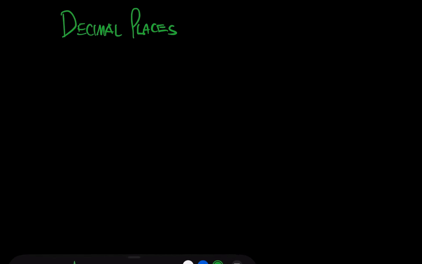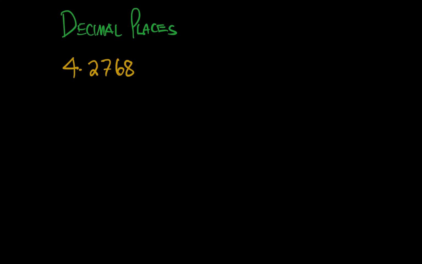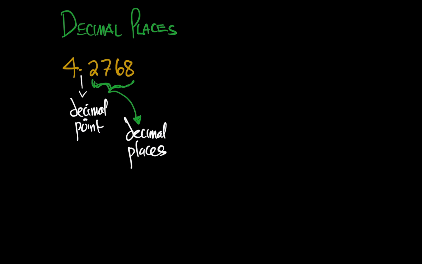So let's say for example, we have 4.2768. For example, we have this, right, and we are saying that the decimal place comes right after the decimal point. Where's the decimal point? That dot there is known as the decimal point. So when we want to talk about decimal places, then we are interested in the numbers that come after. All these numbers, we can call them the decimal places. So decimal places come right after the decimal point. Don't forget that.